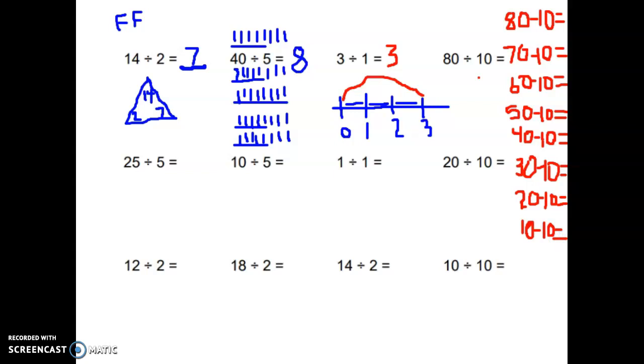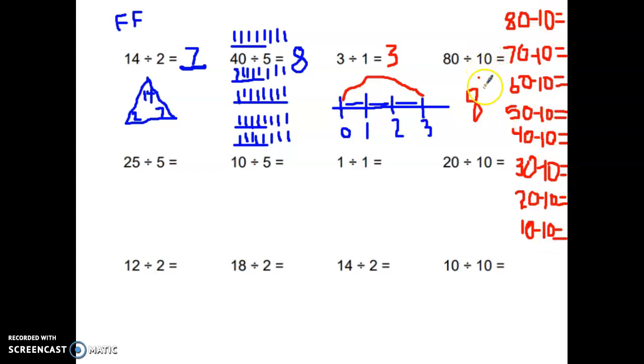Equals 0. So that would be 1, 2, 3, 4, 5, 6, 7, 8 times. So I had to subtract 10 8 times. So I can count these 10s. 1, 2, 3, 4, 5, 6, 7, 8. So 80 divided by 10 equals 8, because I can use repeated subtraction.